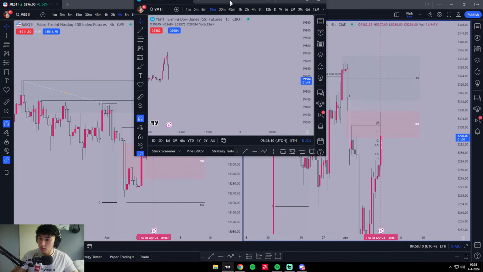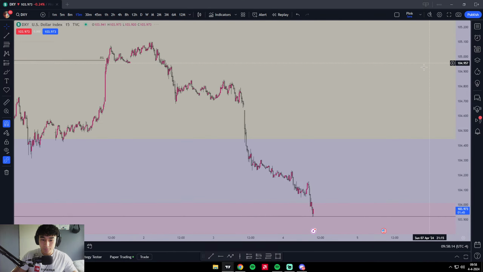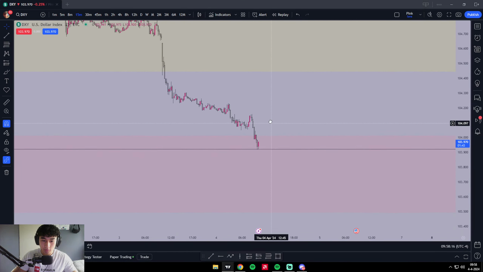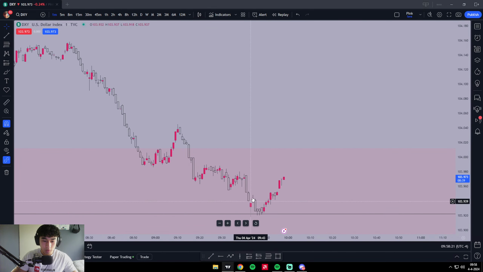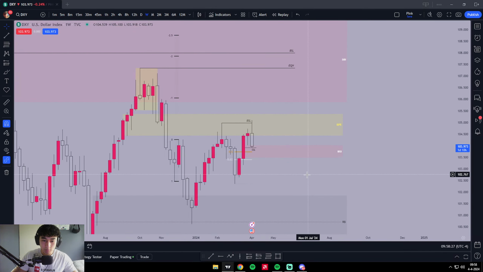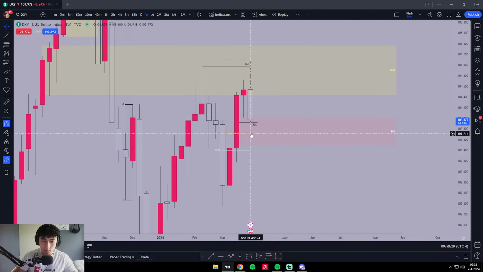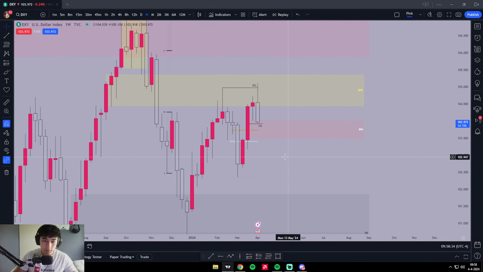Let's look at DXY. So DXY, yeah, DXY took out this low here. I don't think this is going to be the bottom, of course. But we did take out that low, small manipulation to the upside. Fill up that weekly imbalance a bit more. Maybe tap equilibrium, go a bit lower. That would come in line with what I want to see on the indices.